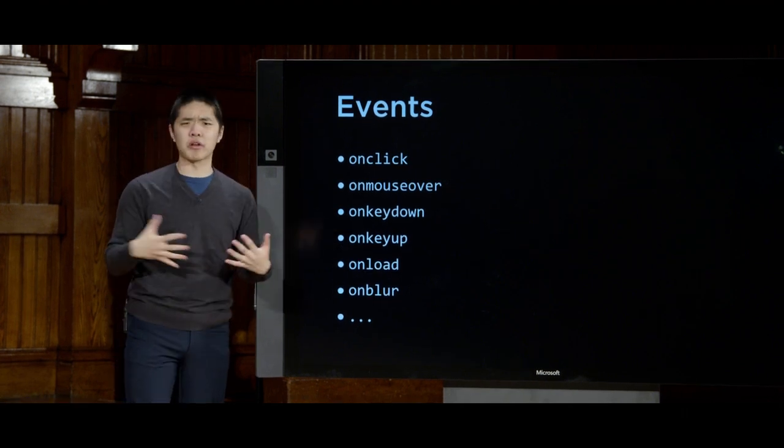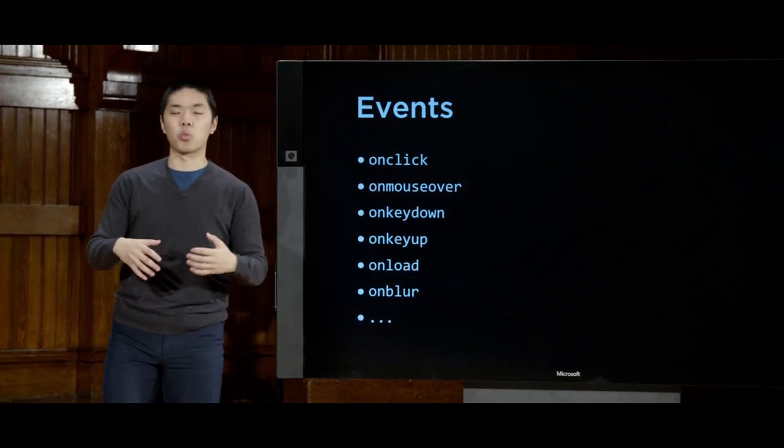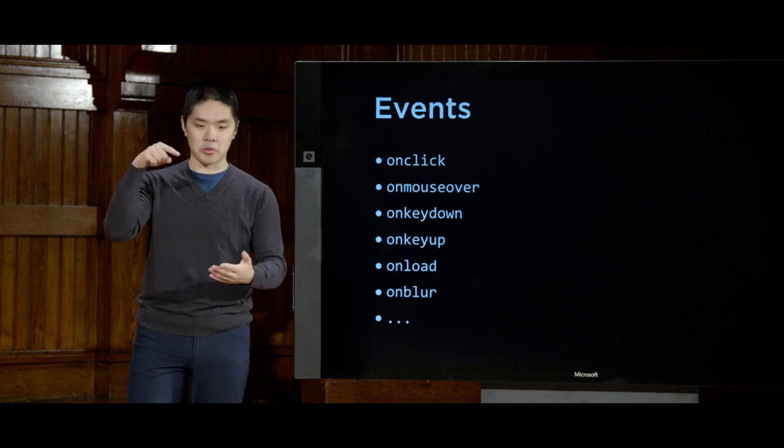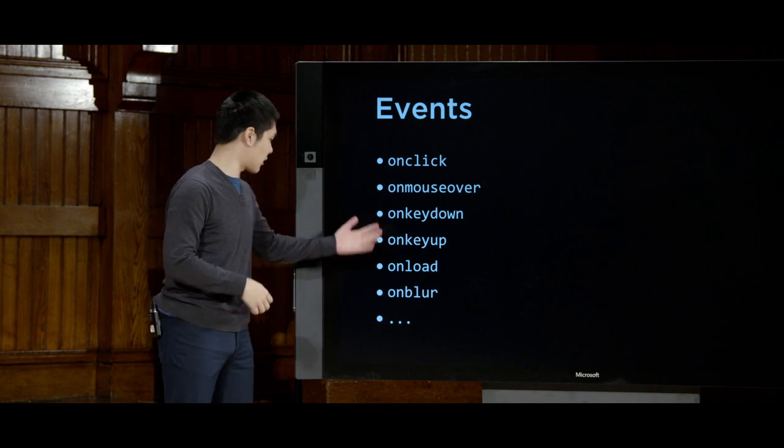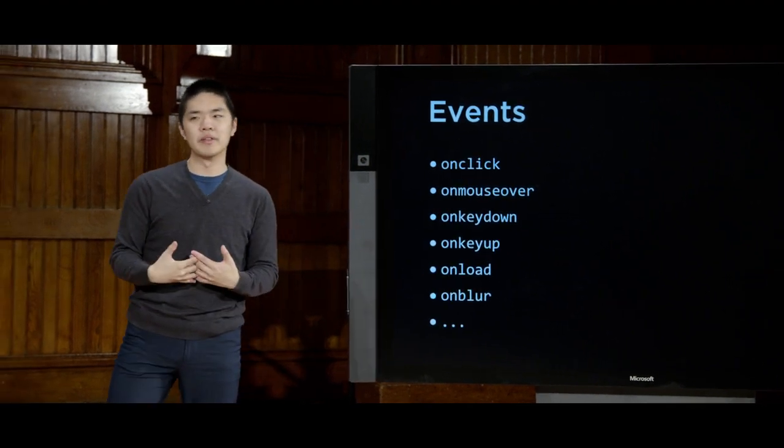OnKeyDown and OnKeyUp can respond to keyboard events, something like when you press a key on the keyboard. When you press down on the key, that's OnKeyDown. And when you lift your finger off the key, that's OnKeyUp. And there are other events as well, many more events than are just listed here, that you can listen for and respond to so that you can really interact with the user based on what it is that they're doing.